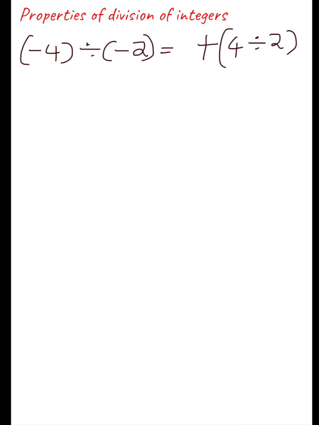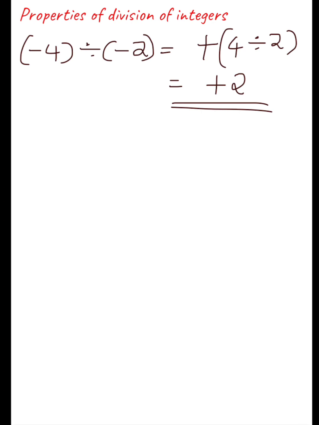So first let's take minus 4 divided by minus 2. What will be the answer? How will you find this? You know that for division of a negative integer by another negative integer, you have to divide them as whole, that is 4 divided by 2, and put the positive sign. So 4 divided by 2 is 2, so plus 2 will be the answer.